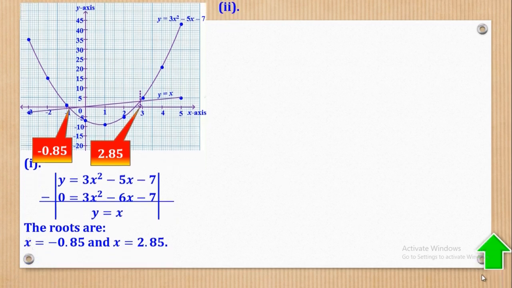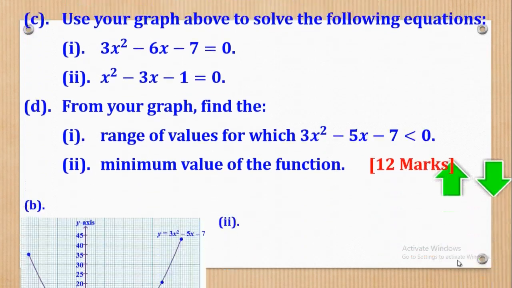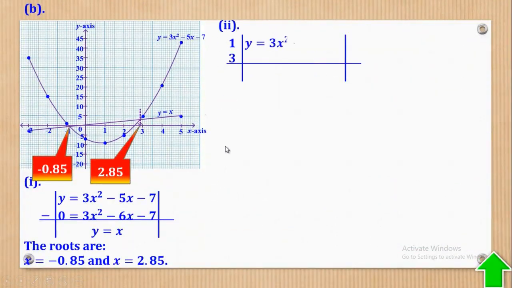So let's see what Roman 2 said. Roman 2 says, to solve the equation x squared minus 3x minus 1 equal to 0. Still we are going to compare it with the plotted curve by subtraction. So when you subtract, you shall come up with that.